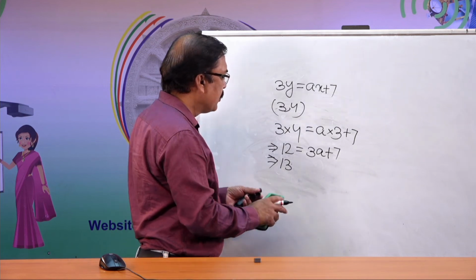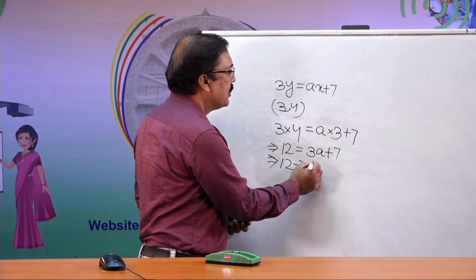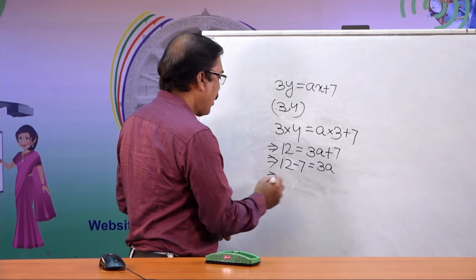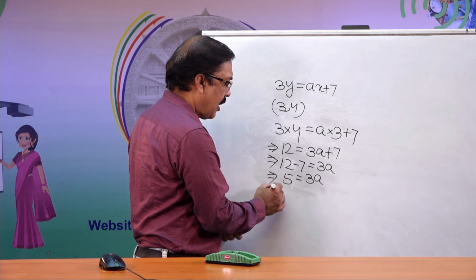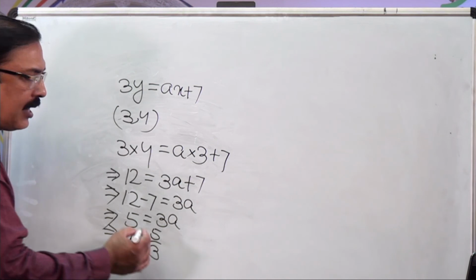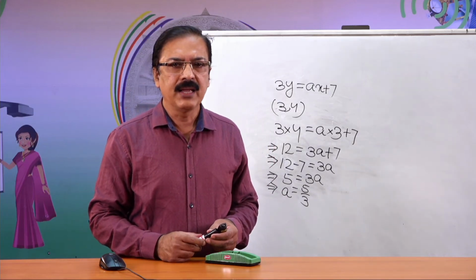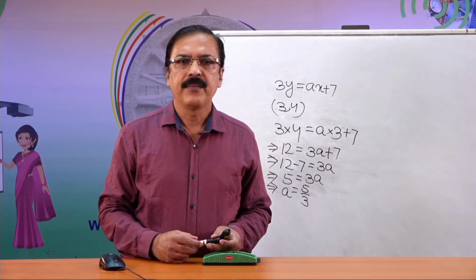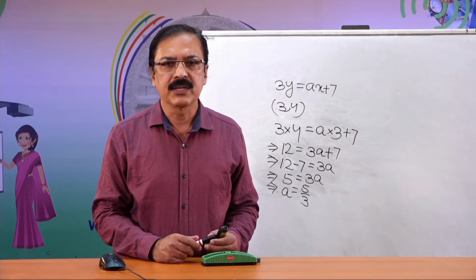This gives 12 minus 7 is equal to 3a. That gives 5 is equal to 3a, and from this we get a equal to 5 by 3. So for a equal to 5 by 3, the point (3, 4) lies on the graph of this equation.